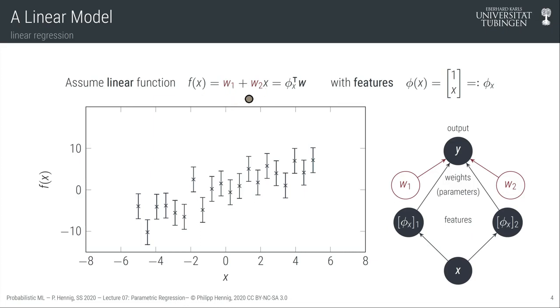So that's clearly a linear function. W1 is called the intercept, so W1 is the value of f at 0, right? And W2 is the gain, so that's the slope of this linear function that we're looking for. One particularly convenient way to write this function, which we're going to use a lot, is this one.